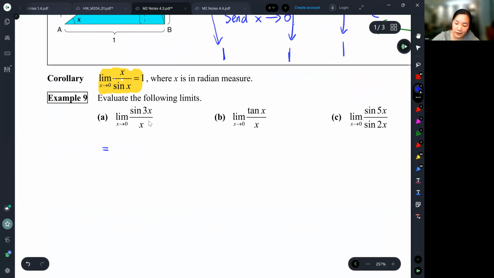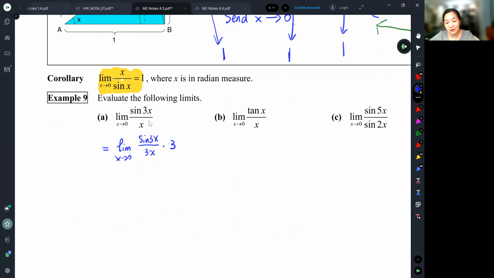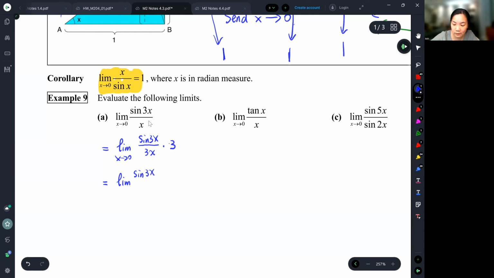This one, how do I work it out? This is sine 3x, and then this is x, but I'll change it to 3x, and then I'll change it to multiply 3. Basically, I'm dividing 3 and then multiply 3. Okay, why do I do that? Because I want to change it to 2 limits separately. Basically, I'll take out 3.